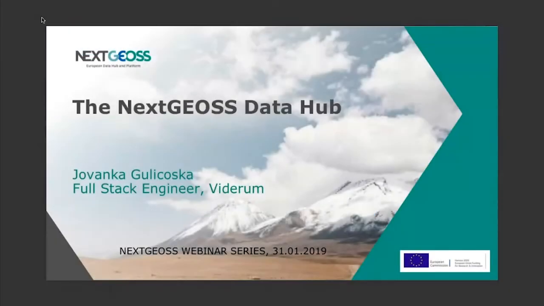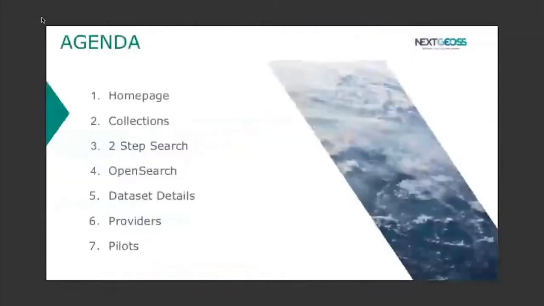So my presentation today is about the functionalities and options that are available on the NextGEOSS Data Hub. We've used CKAN's ability to extend and enhance the basic CKAN functionality that comes out of the box, and we've built this data hub. Today we'll go into details about the sections and functionalities that are available on the Data Hub. And on today's agenda, we have the homepage, collections page, two-step search, open search, dataset details, providers, and pilots. So let's start with the homepage.